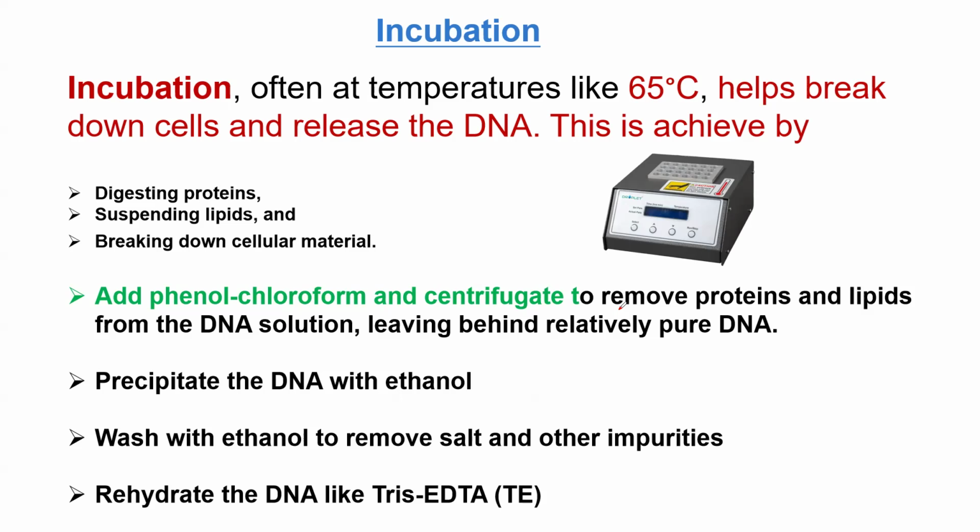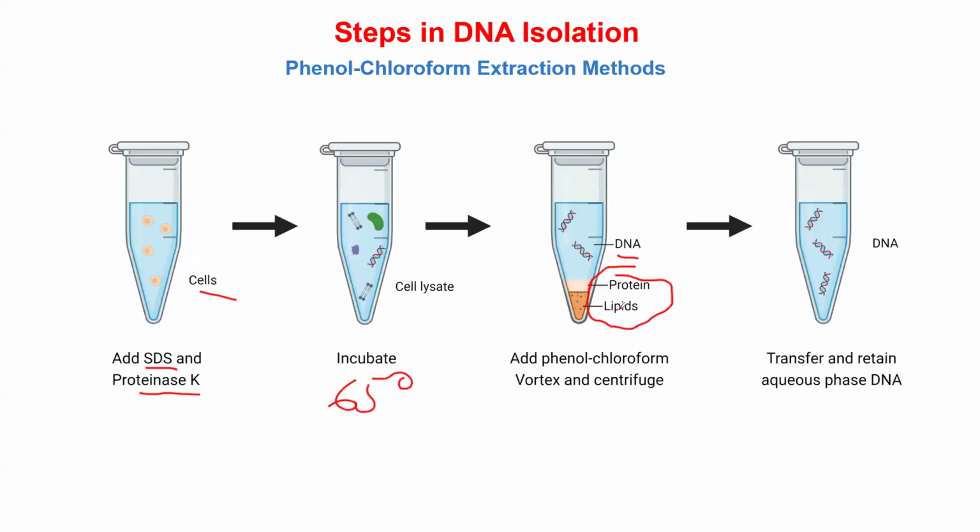So ladies and gentlemen, this is based on phenol-chloroform. Let me briefly come back to this. After you have your cells, you need to add SDS and proteinase or other enzymes, because this is the step where you are going to open up your cells. I mentioned the different ways that you can lyse the cells. You can use enzymes, you can use a physical method like pestle and mortar, and you can also use lysis buffer.